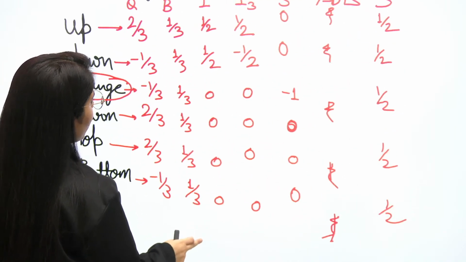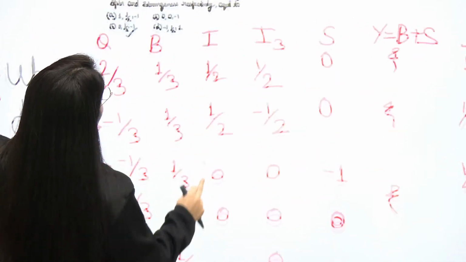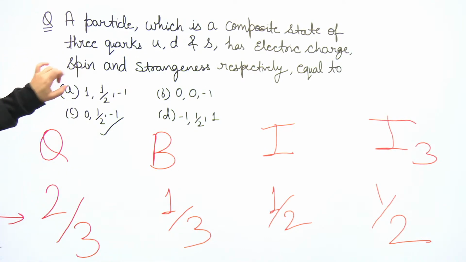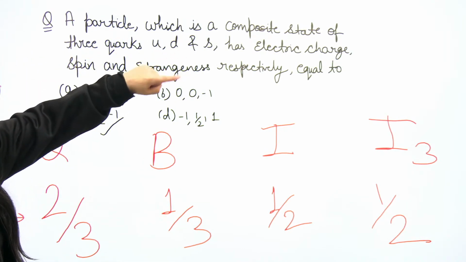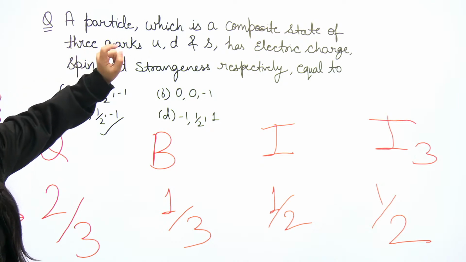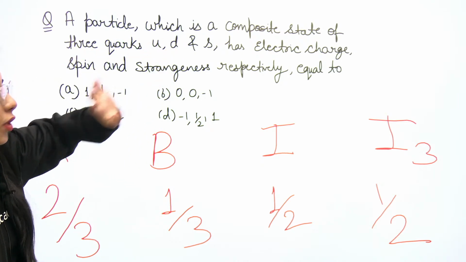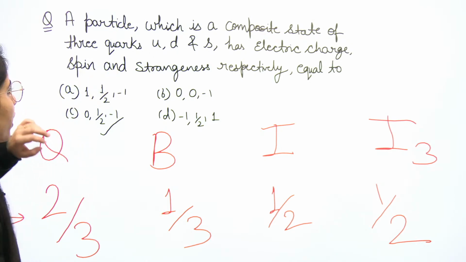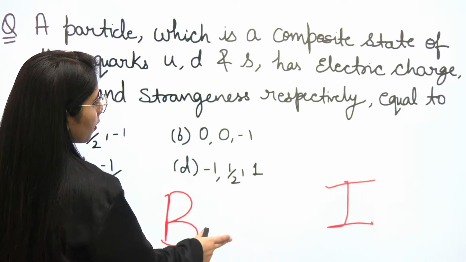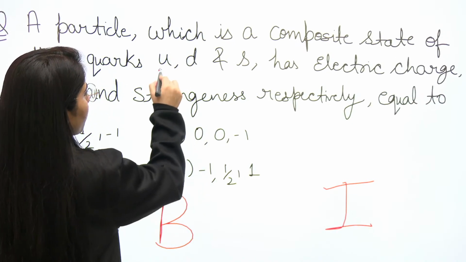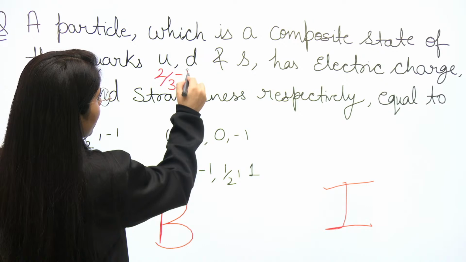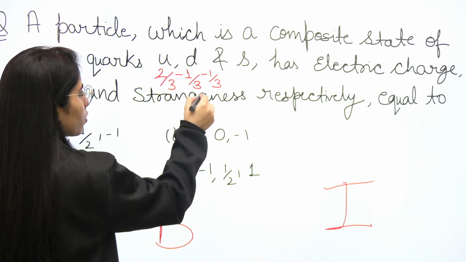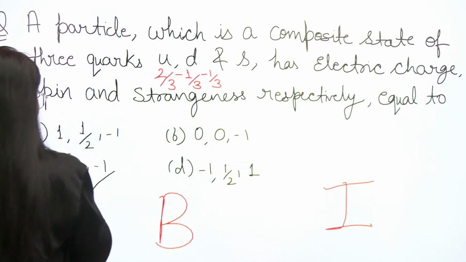And in this way, let's talk about this question first. In this way, how you will be able to get the answer for this one. Look at this. A particle which is a composite state of 3 quarks U, D and S, up, down and strange, has electric charge. We need to find its electric charge. So we know for the up quark, what is the charge? That's going to be 2 by 3. What about down? That's going to be minus 1 by 3. What about strange? Minus 1 by 3. So 2 by 3 minus 2 by 3 will be what? 0.